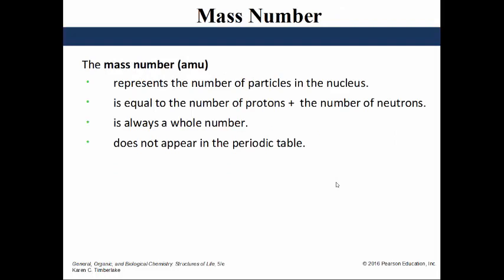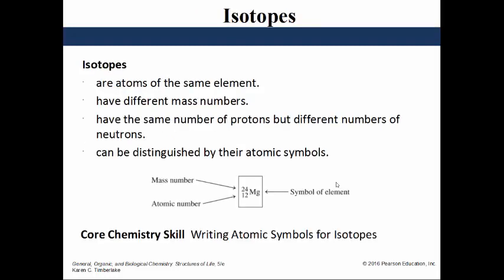All right, the mass number, or the atomic mass units, AMU, this represents the number of particles within the nucleus of an element. Now this is equal to the number of protons plus the number of neutrons. This is always going to be a whole number. You can't have a third of a particle or a tenth of a particle. This is always going to be represented by a whole number. And this is a number that does not appear on a periodic table. This is used for calculations for other formulas, but it does not appear on the periodic table along with the chemical symbol.